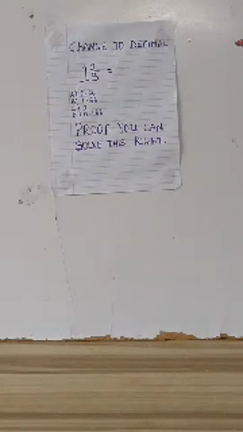Whenever you see mixed fractions like this, all you need to do is change the mixed fraction to your improper fractions, okay? For you to get the decimal number. Yes, that is how to solve it.